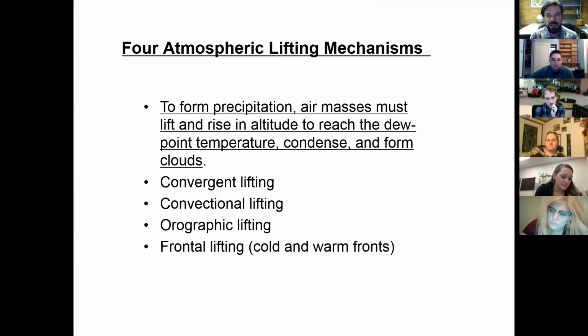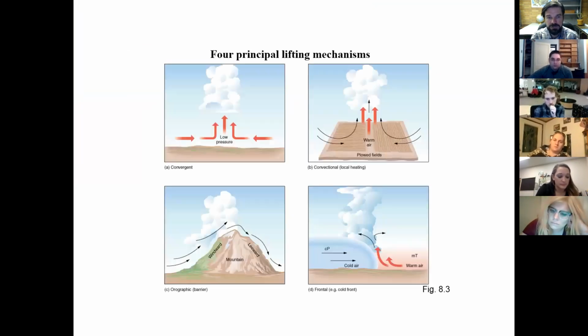And so the four atmospheric lifting mechanisms are convergent lifting, convectional lifting, orographic, and frontal. And these lifting mechanisms, the main thing that we're concerned about is they create precipitation. And so here's the figure straight from your text. You want to look over these, and I'll go through each one of these right now.